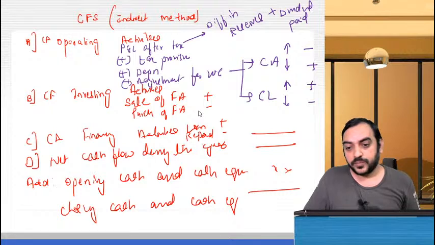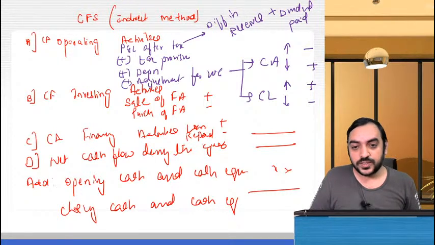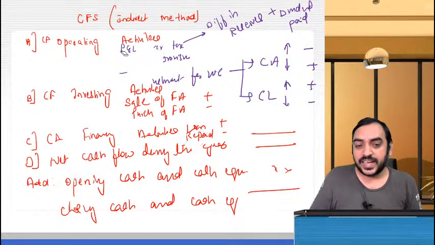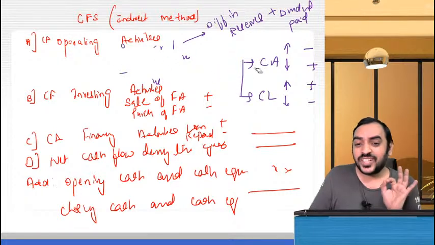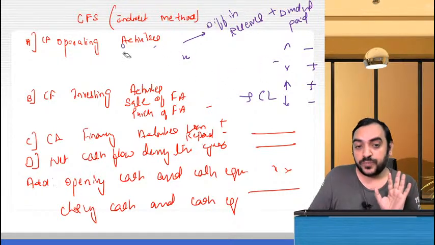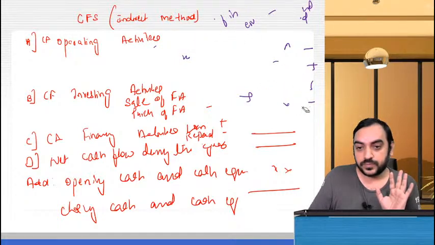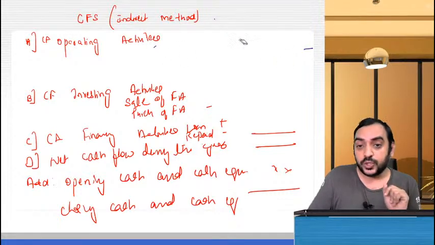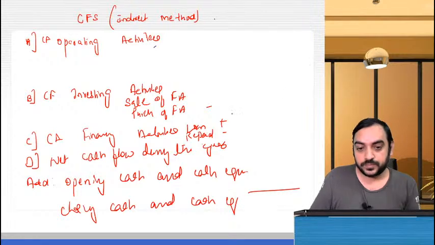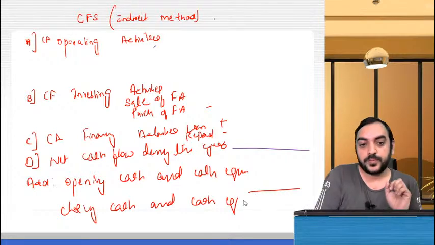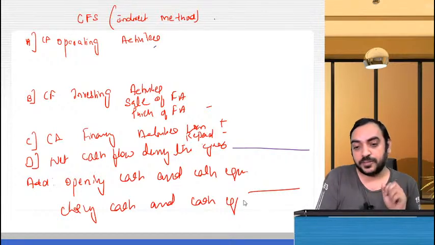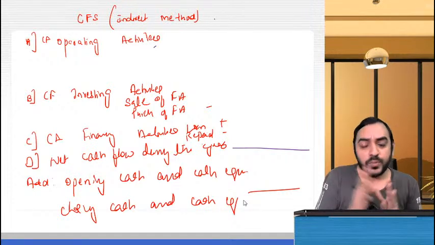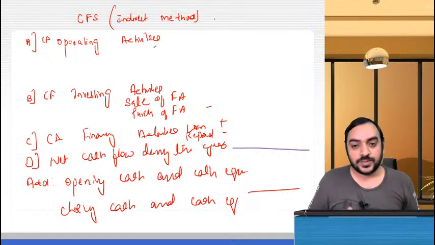Okay, I hope you are done with this. Now, among these three activities, can you tell me which is the complicated activity in which you think you make a lot of mistakes? Most probably, you'll make mistakes in which category? Obviously, in operating activity. I'll give you one shortcut.